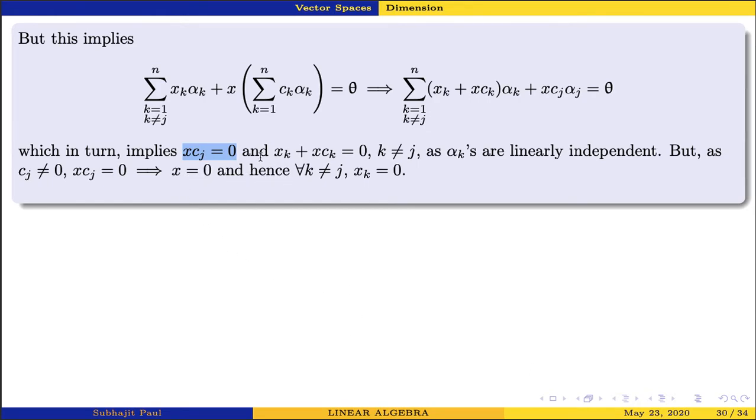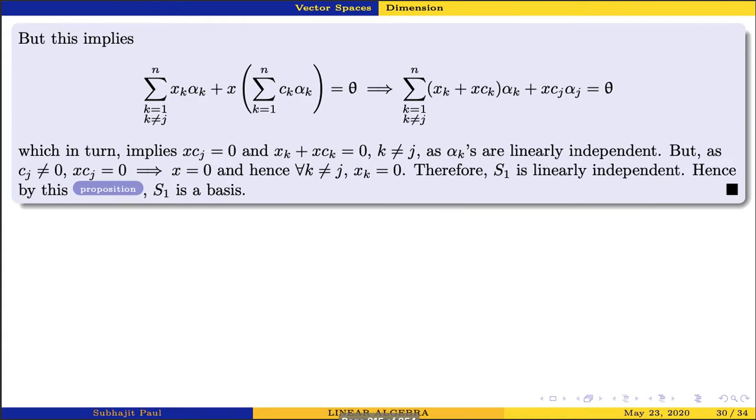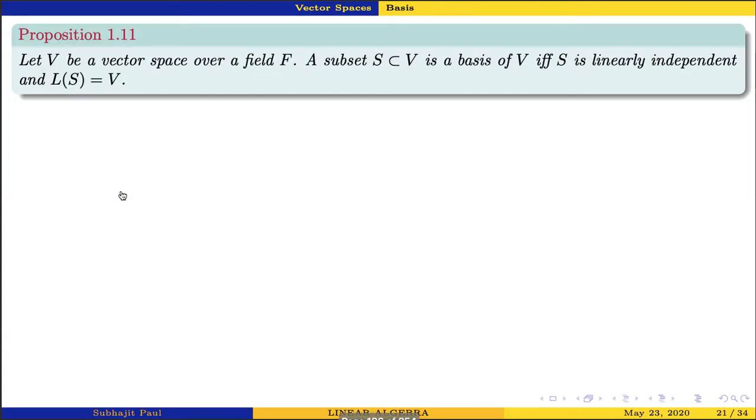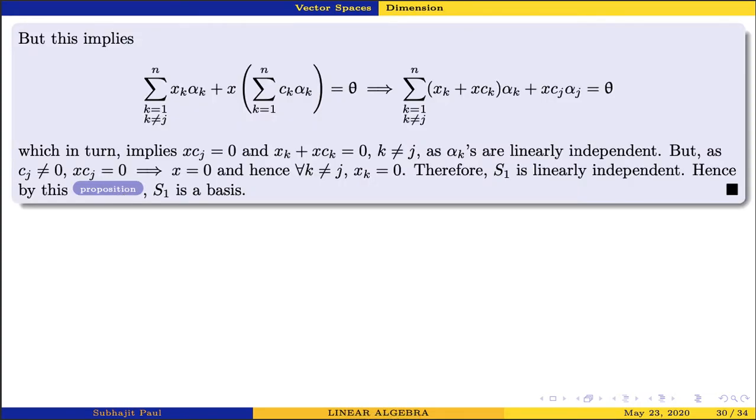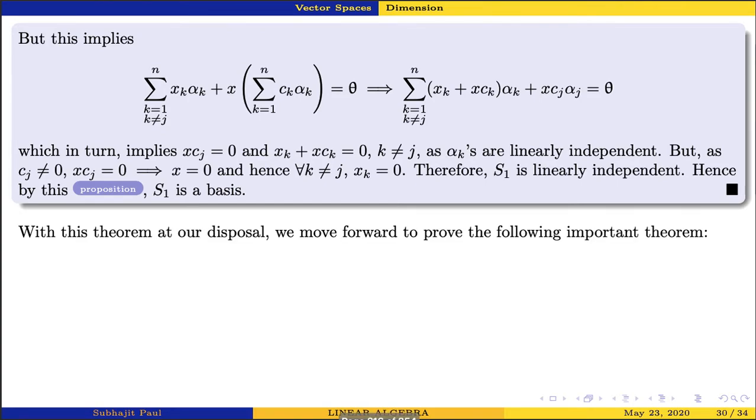So therefore, if you put x equal to 0 here, then x ck becomes 0 and xk becomes 0 for all k not equal to j. So therefore, x equals 0, and for all k not equal to j, xk is also 0. So therefore, S1 is linearly independent. Hence, by this proposition, a basis is if and only if linearly independent and LS equals V. So S1 is a basis. Fine. So we have proved the replacement theorem.